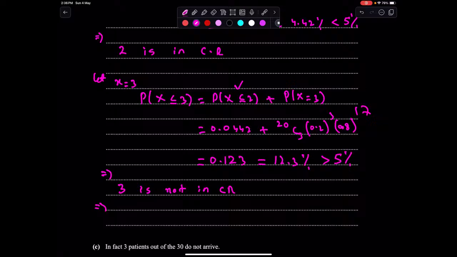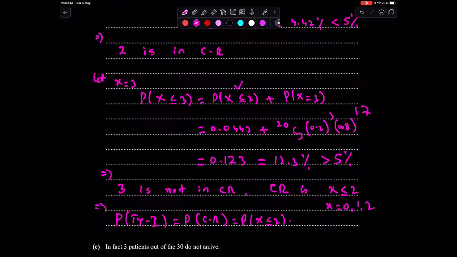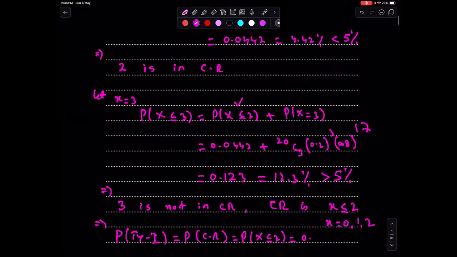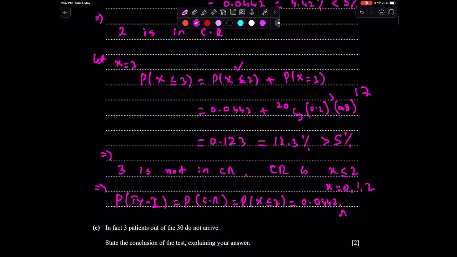So the critical region is x less than equal to 2, or you can say x is equal to 0, 1, 2. Therefore probability of type 1 error is the probability of critical region, which is x less than equal to 2, which is 0.0442. That's the answer of part B.